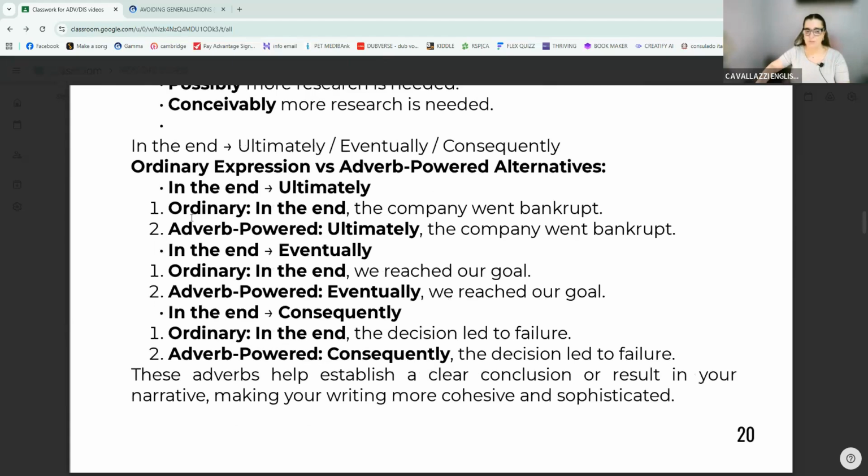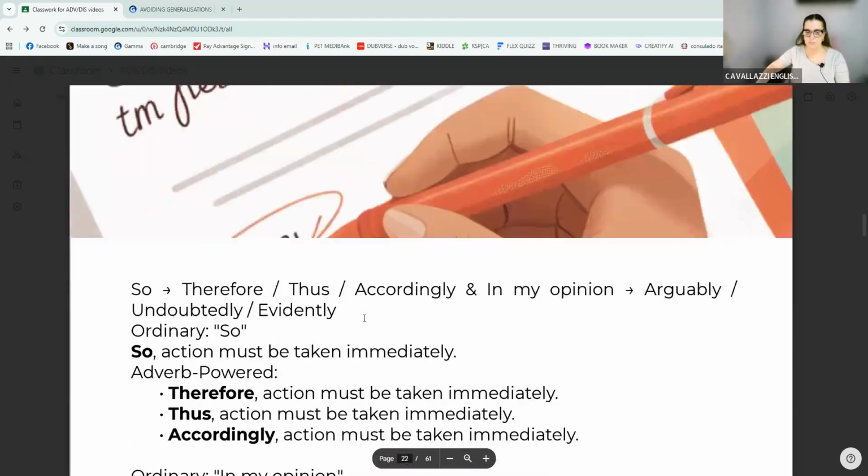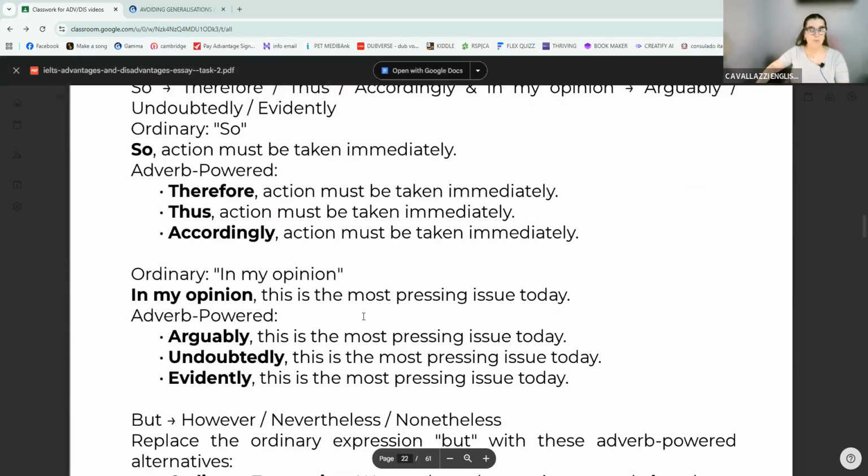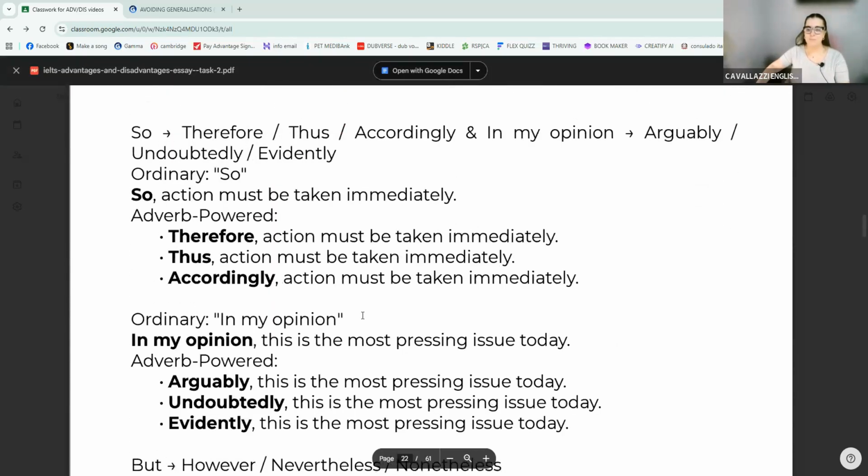And then you could look at that. Or in the end, you feel like it. In the end. No, let's not use it. Then we'll use it. Ultimately, eventually, consequently, and so on. Adverbs are wonderful for replacing ordinary words. And here we go. Look, so can be replaced by therefore, thus, accordingly, in my opinion, arguably, and so on.